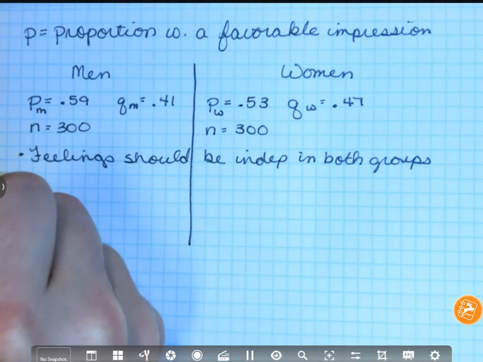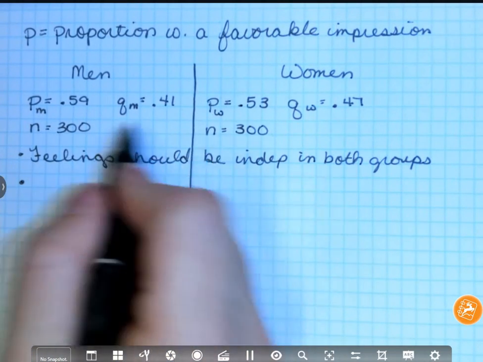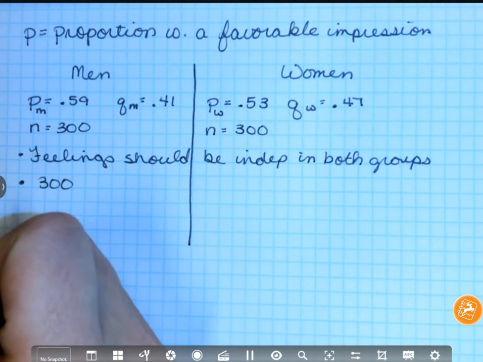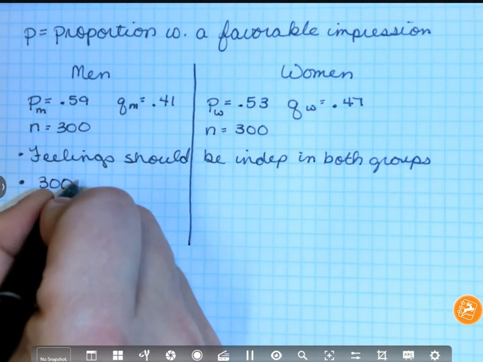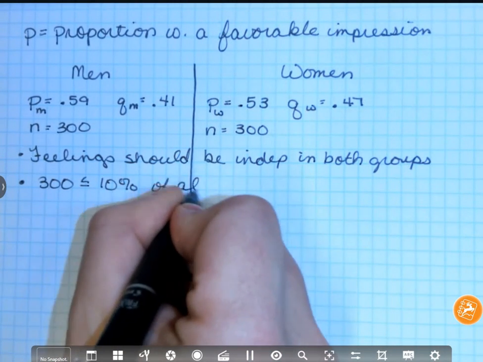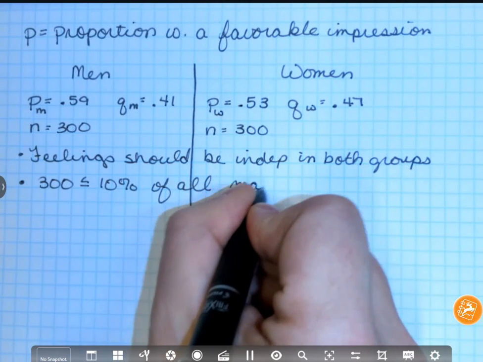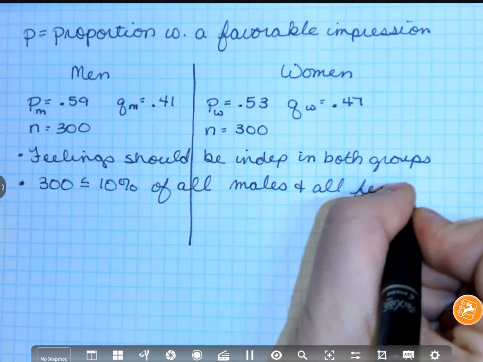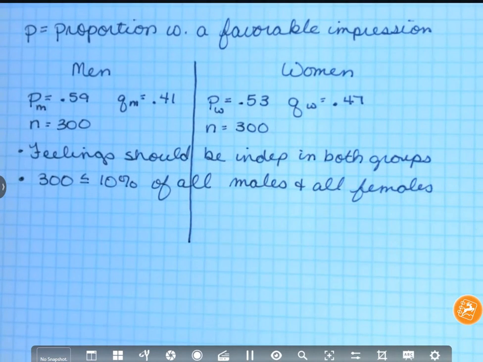10%. And it just so happens that we've got 300 for each group. So I'm going to say 300 should be less than 10% of all males and all females. Look, I've just done it for both of them in one sentence. So I've got independence, I've got 10%. What else do I need?